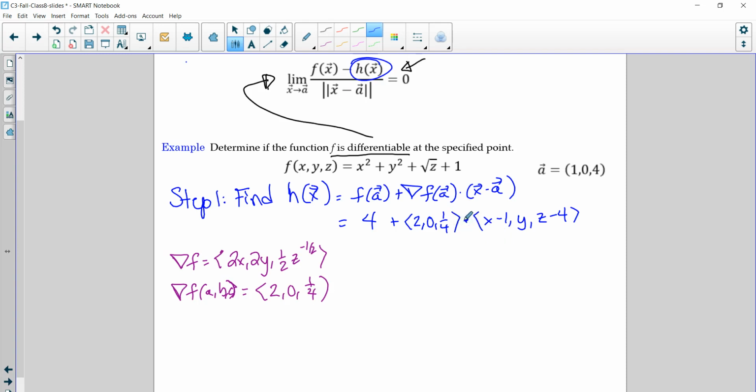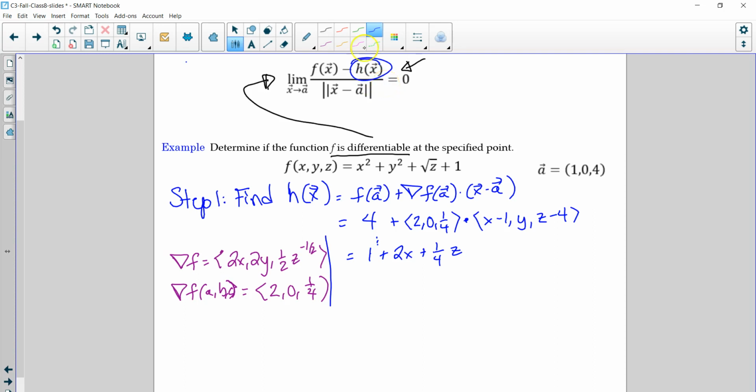But if we end up reducing this, I believe I end up getting 1 plus 2x, and there is some simplification that I've done in the background, plus 1/4 z. So I found h of x.